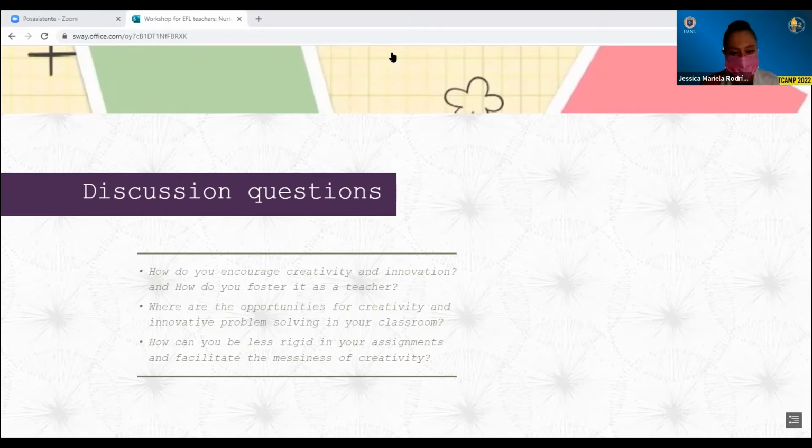What are the opportunities for creativity? Everywhere, in a short story, in an experience my students share, etc. Very good. And how can you be less rigid? Letting my students create what they want, like create a story or create different endings or even create their dialogue so they can act them out in class. Very good, Mayra, you are right.